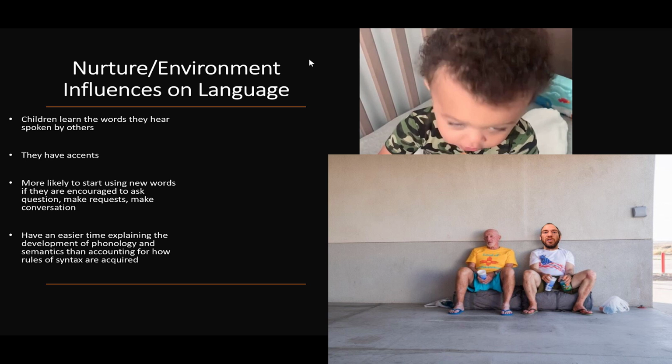Children also learn words that they hear spoken by others. So if you're cursing all the time, you might hear your kid randomly yell out a curse word. And that's, again, evidence that environmental influences play a role in language. But nurture arguments have an easier time with semantics, so understanding the meaning of a sentence, and phonology, which is the study of sounds, rather than how rules of syntax are acquired, because children start speaking prior to understanding the rules of syntax. Even at a basic kindergarten level, children are speaking and writing far earlier than formal education of English. Thus, again, this suggests a species-wide maturation plan, but with specific environmental influences, and trying to tease that apart is difficult.